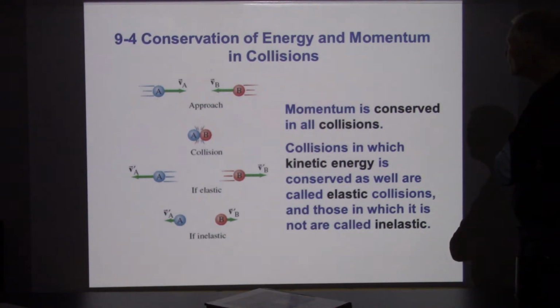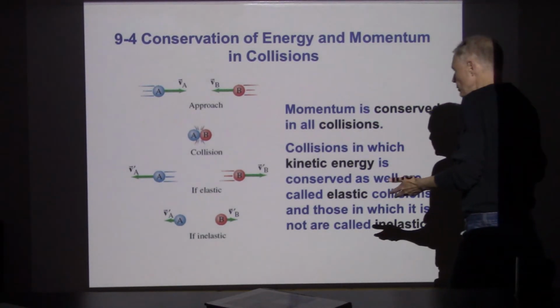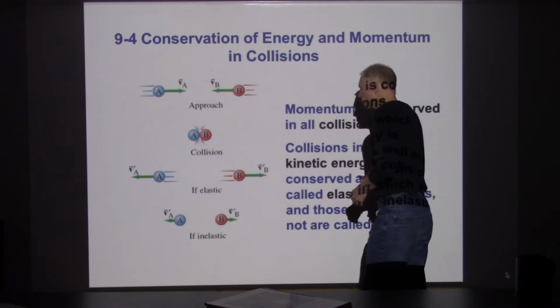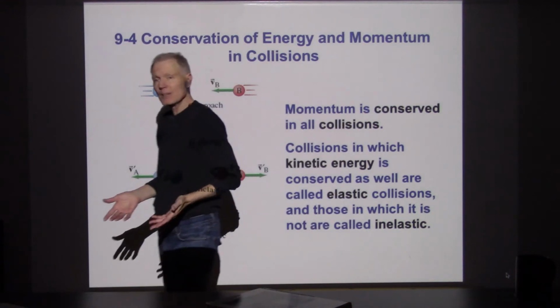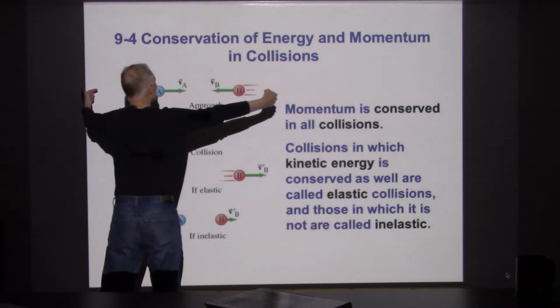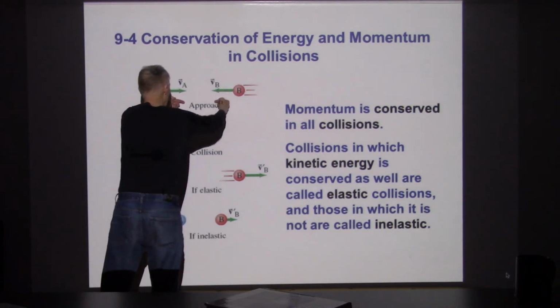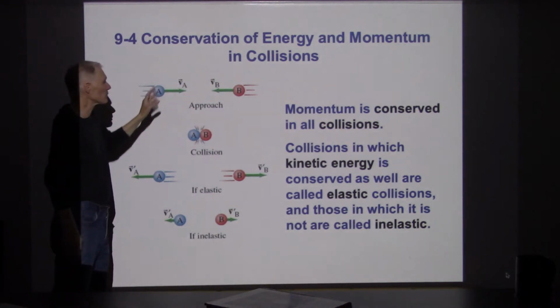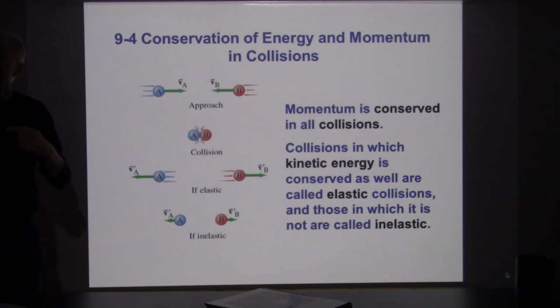Now, the question becomes, well, is kinetic energy conserved? Will kinetic energy be conserved in a collision? And maybe, maybe not. So we've looked at examples. Let's take a look here. We've got these two objects coming together. We've got a certain amount of momentum here and here. They're in opposite directions, so we've got to do vector addition and find out if there's any net momentum.